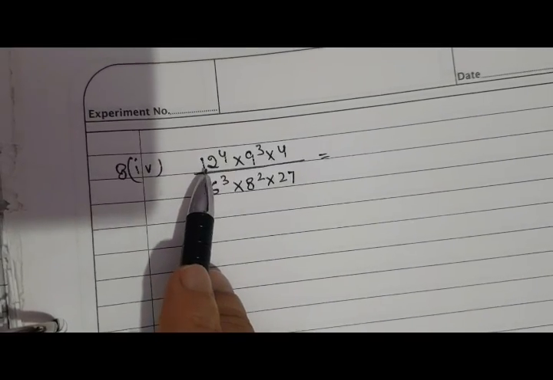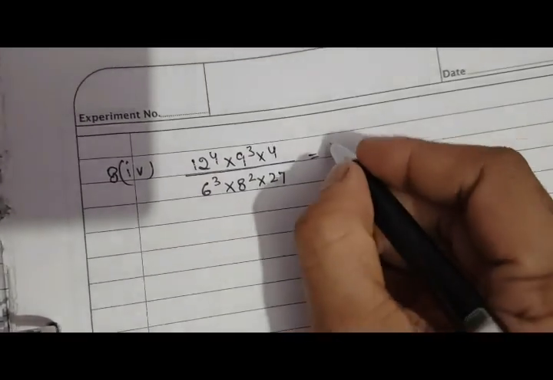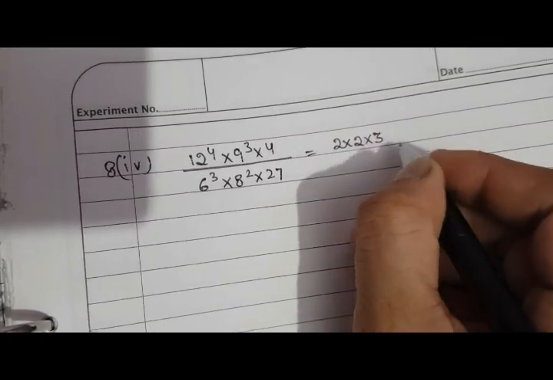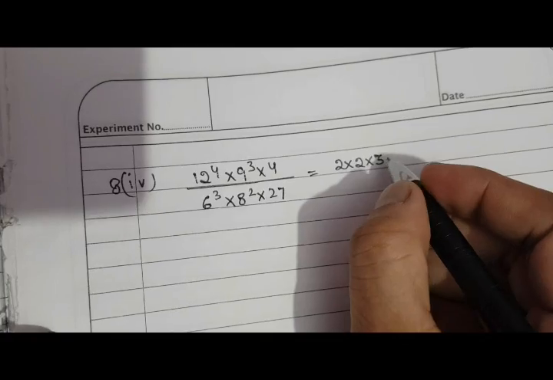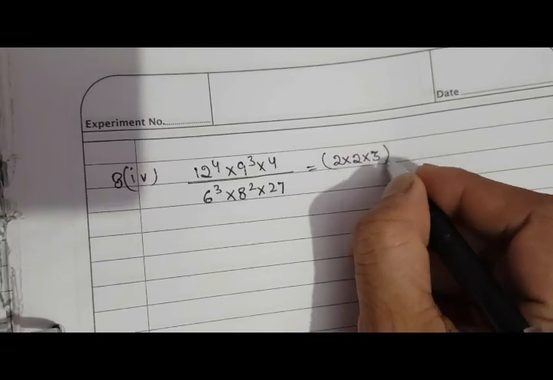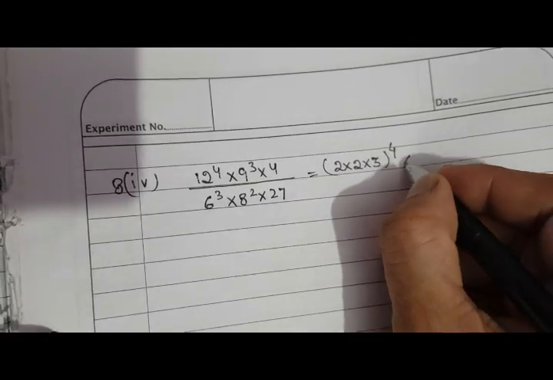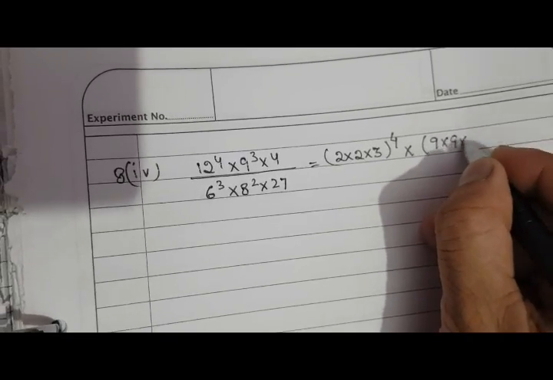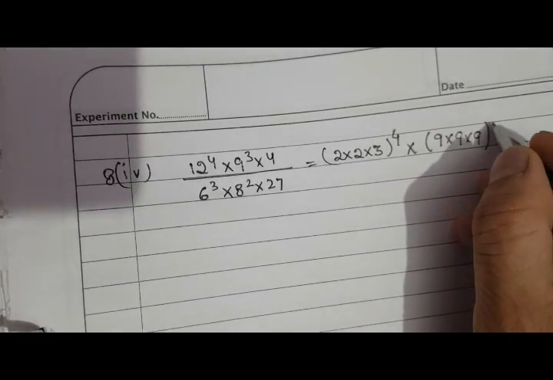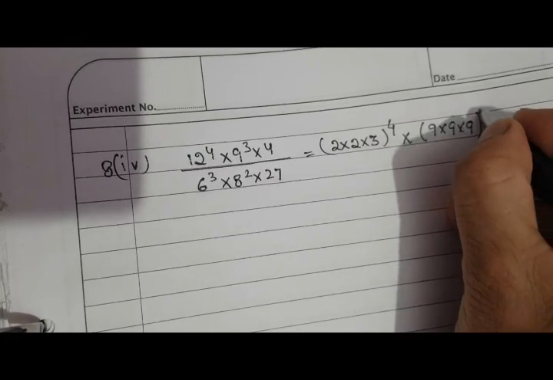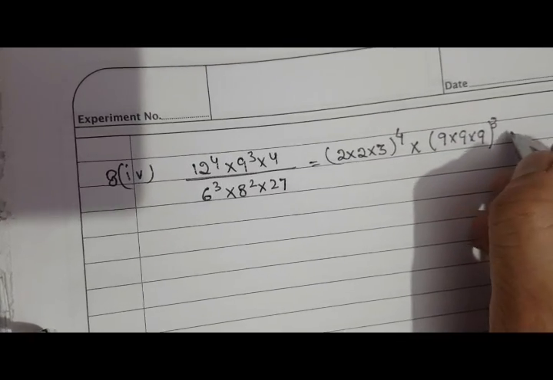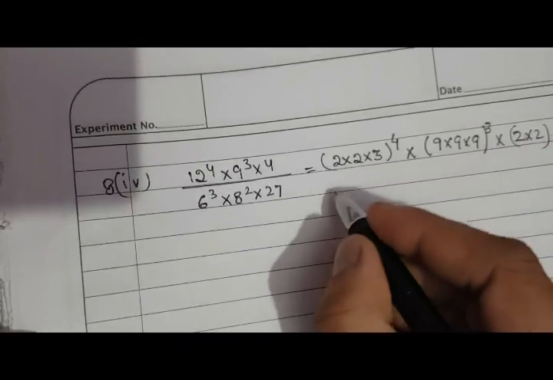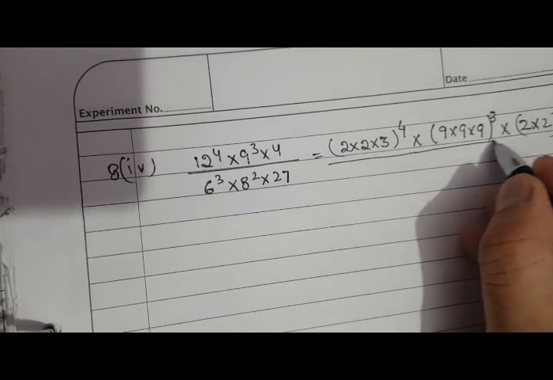So 12 I'll break. Okay, so 2 2s are 4 into 3. It becomes 12 to the power 4 into 9 into 9 into 9. This is 3 times into 2 into 2 upon.